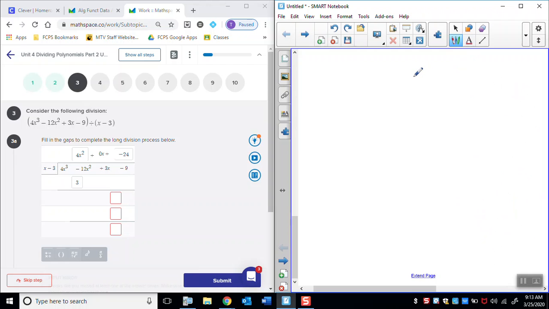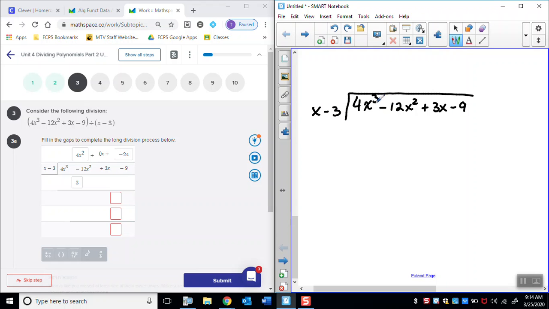All right. So now we're gonna set up this problem by writing out the dividend: 4x cubed minus 12x squared plus 3x minus 9. Okay, and then we're gonna divide it by x minus 3.